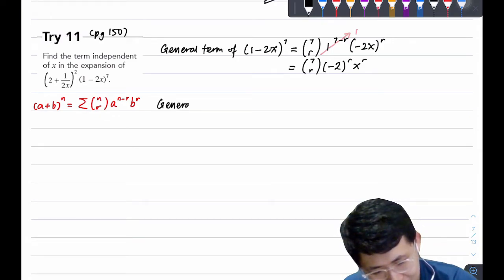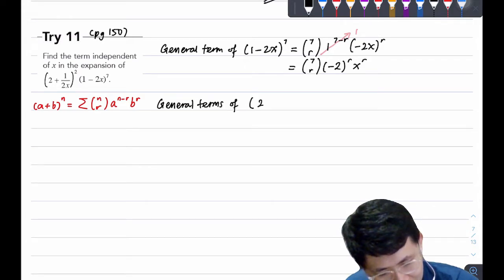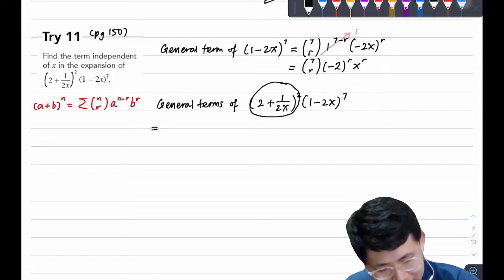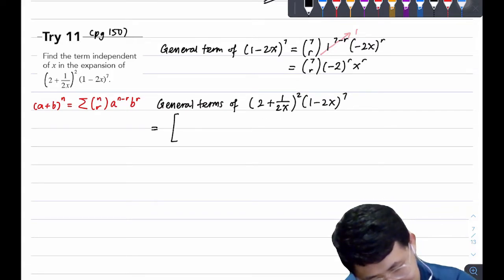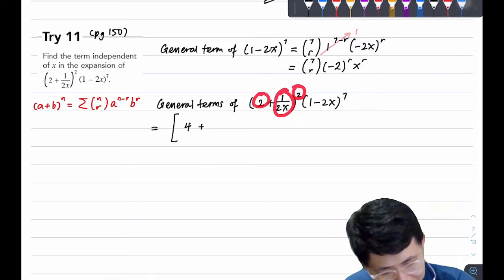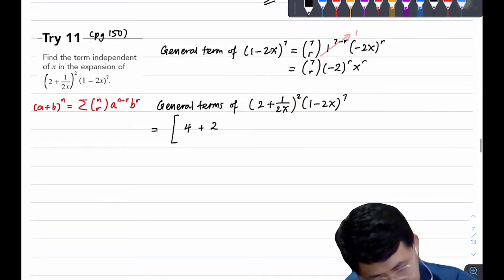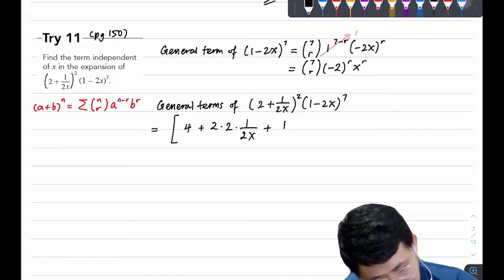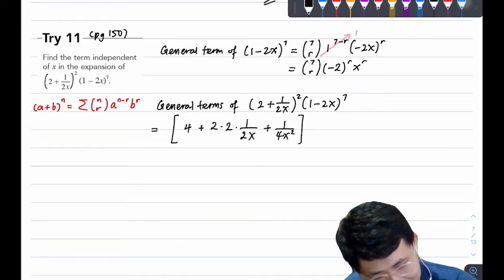Then let me now find the general terms of this one. So general terms of 2 plus 1 over 2x, whole thing squared, times this to the power of 7. So the general terms will look something like this. When I expand this, this thing will be a squared, so I'm going to have a 4 plus 2 times a times b. So over here I have a 2 times a times b, plus b squared. So over here this would be my b squared, like this.